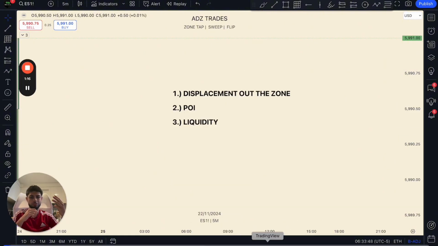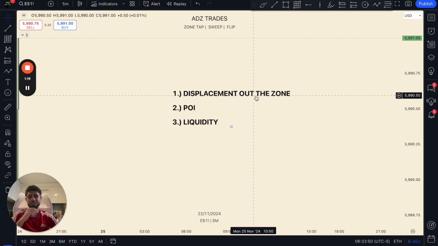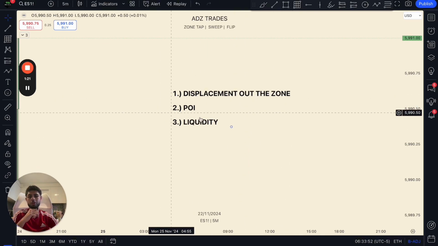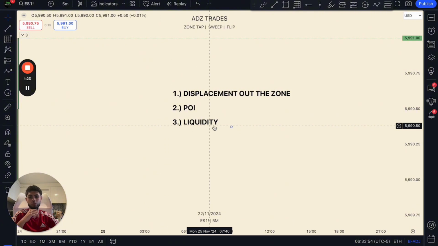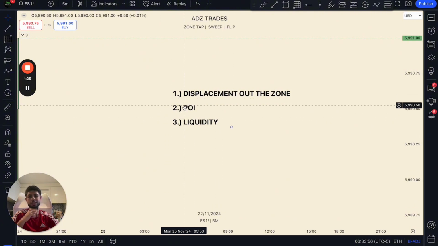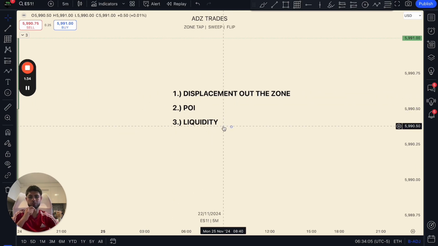To help us, we want to focus on these three factors: displacement out of the zone, the points of interest within the zone, and the liquidity that we are likely to take out. I'd say these two are the most important, and displacement is also definitely an important factor, but just not as important as points of interest and liquidity. And now I'll show you examples.